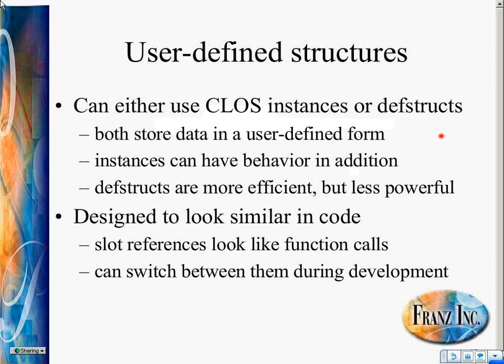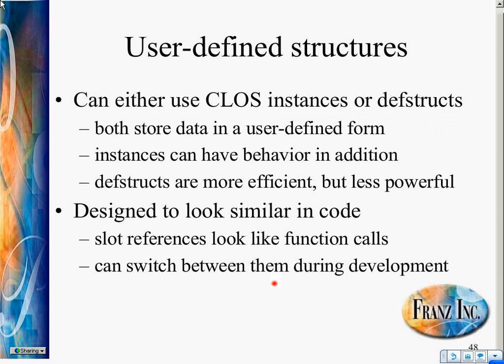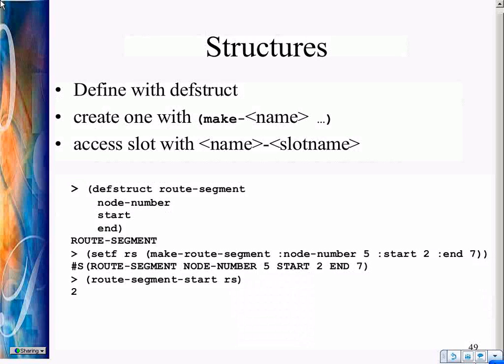CLOS instances, we're going to discuss then. Defstructs are what we're going to discuss now. Both of them store data in a user-defined format. Instances can have behavior in addition, and defstructs are more efficient but less powerful than CLOS classes and instances. Slot references and so on look similar, but there are certain more complicated things you can't do with structures that you can do with CLOS instances.